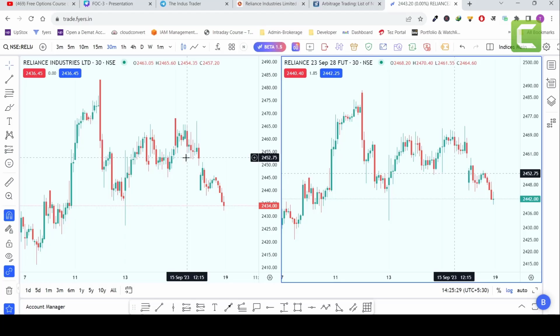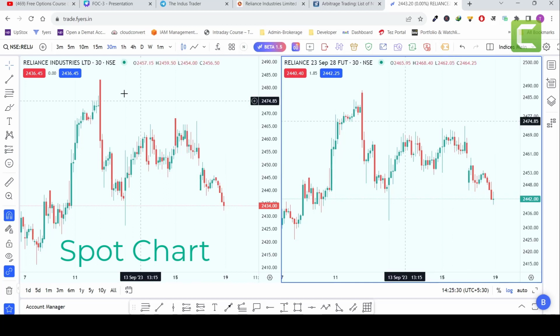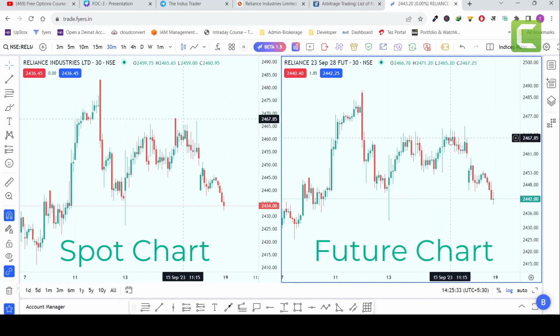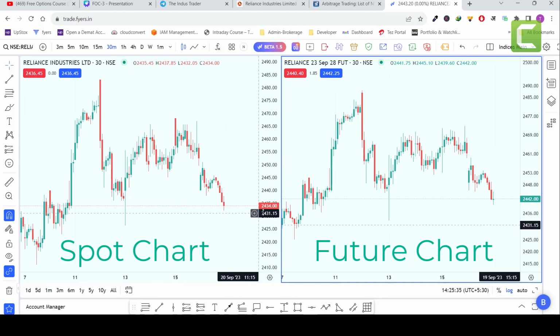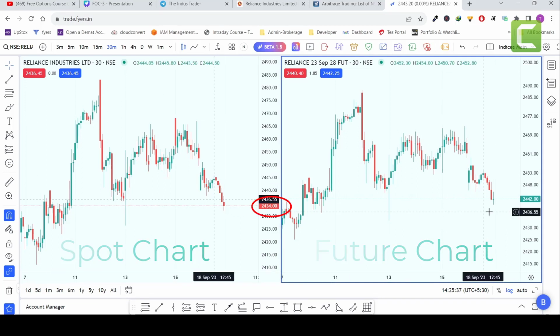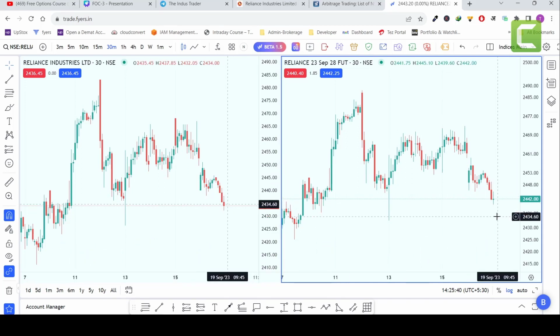So let's open our chart. Yes guys, this is the Reliance spot chart and this is the Reliance futures chart. The spot price is around 2434 and the future price is somewhere around 2442. Let's say we are planning to invest in Reliance through futures. Why we go to futures, we already discussed in the previous videos. There might be a lot of reasons, but among them the most common reason people come to futures is leverage.